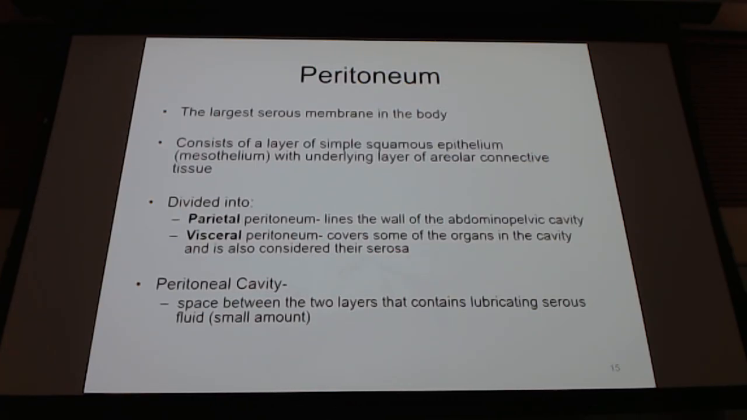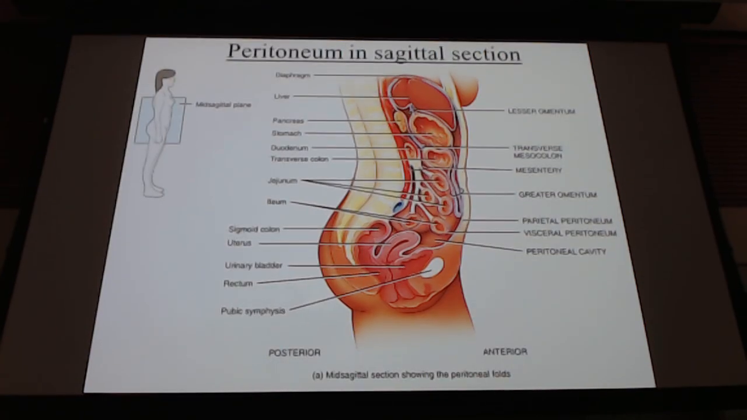So you have the wall of the abdominopelvic cavity being parietal, and then visceral usually covers some of the organs. And then we have the peritoneal cavity, that space between those two layers. Most maintain some form of lubrication so they don't stick together. So a small amount of fluid though, very small amount. So if you're getting large amounts of fluid, it's going to get interesting. You can see the parietal and visceral peritoneum right there, and then also the peritoneal cavity.